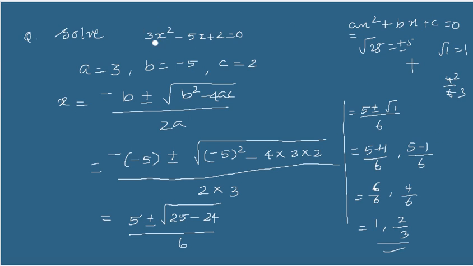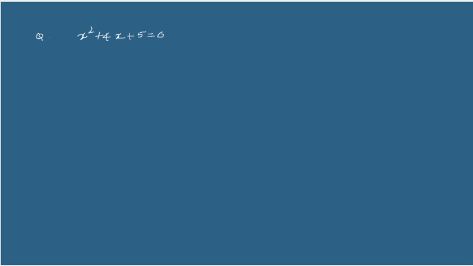Clear? Look here. Take the given equation. Write a, b, c. Write the formula, apply the values for a, b, c, and just simplify. Remember, you have to be very careful about the signs, whether it is positive or negative. Okay, now we'll move to another question.